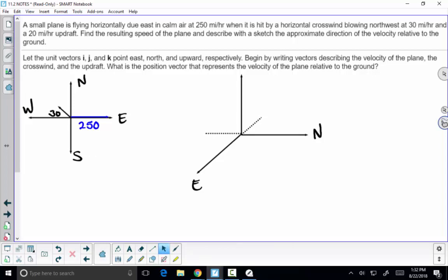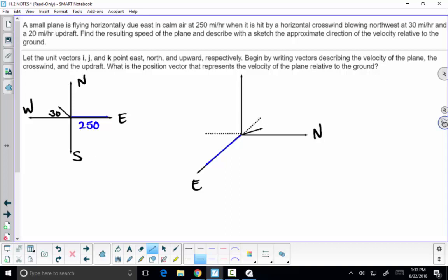So the 250 east part, let's draw that. That's simple enough. That's coming straight out of the board. Focus on that. So there's our 250 east, and then we have to draw our wind, our crosswind northwest. So northwest is back in here. So let's make it a different color. Northwest is back in this quadrant.